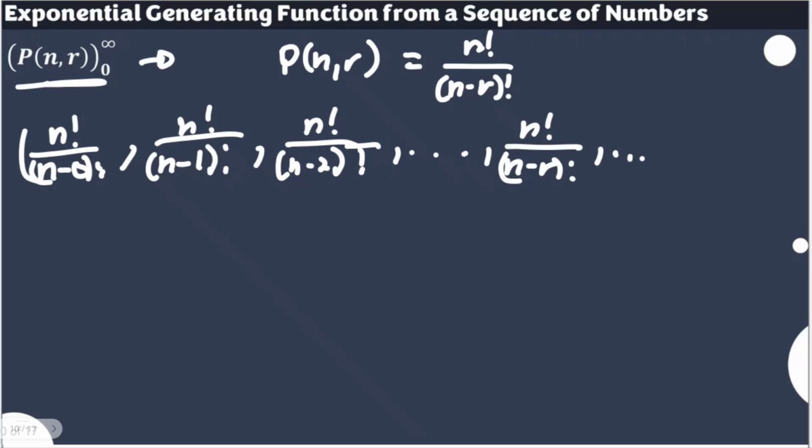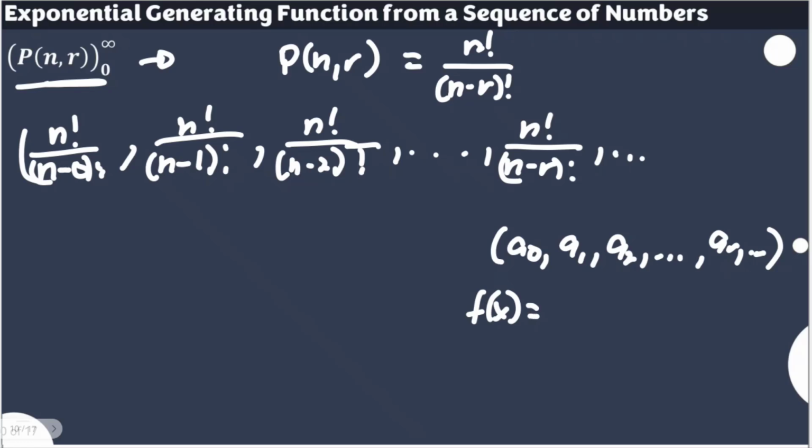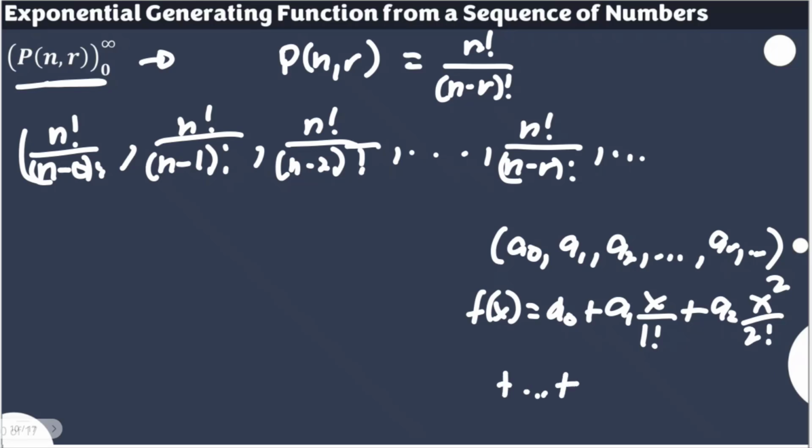If we are asked about the exponential generating function of the sequence, we'll be using this idea. If these are your terms until you have a sub r and so on, this is equal to a sub 0 plus a sub 1 x over 1 factorial plus a sub 2 times x squared over 2 factorial plus so on and so forth until you reach a sub r x to the power of r over r factorial. Okay, so with that, let's try to illustrate this one here.